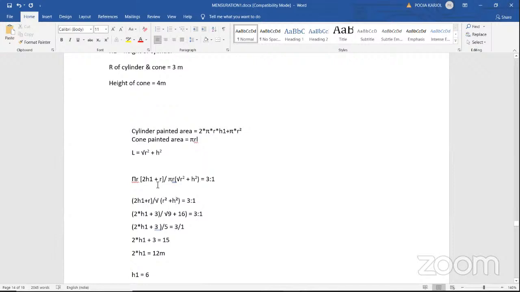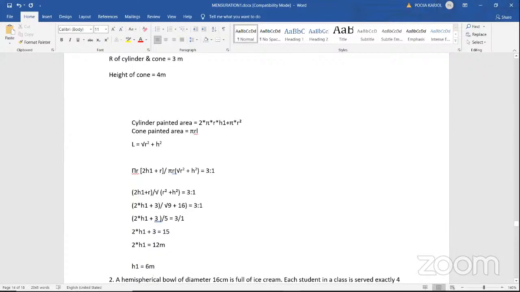We know the radius of both. r is 3, here also r is 3. h is 4 meters. So I'll write 3 square plus 4 square, which is 9 plus 16. 9 plus 16 is 25. Under root 25 will give you 5. So 2h1 plus 3 by 5 is equal to 3 by 1. You cross multiply, get 2h1 plus 3 is equal to 15. So h1 is equal to 6 meters. Any doubt?